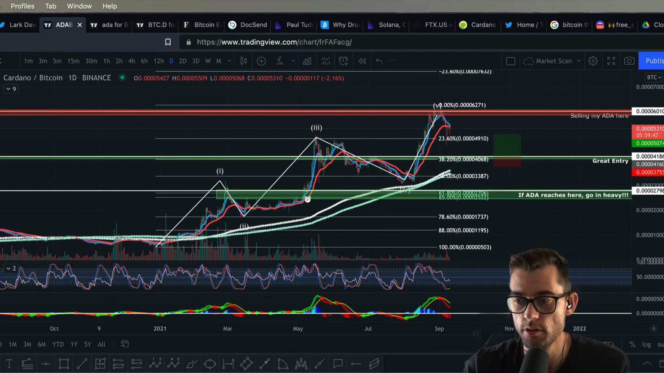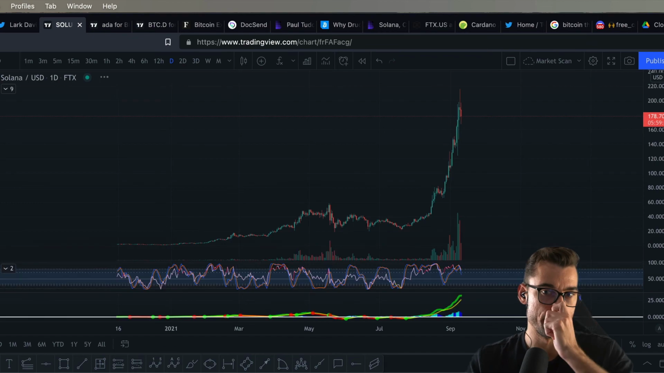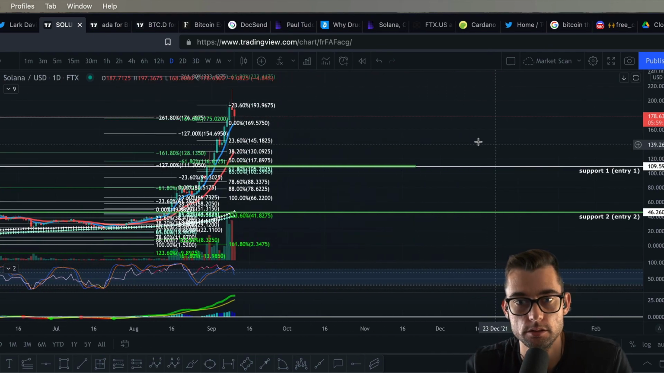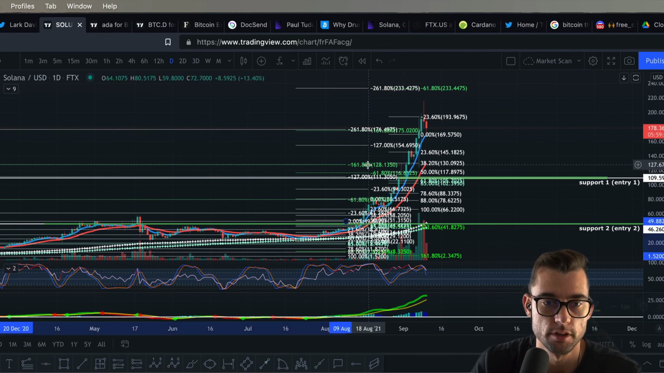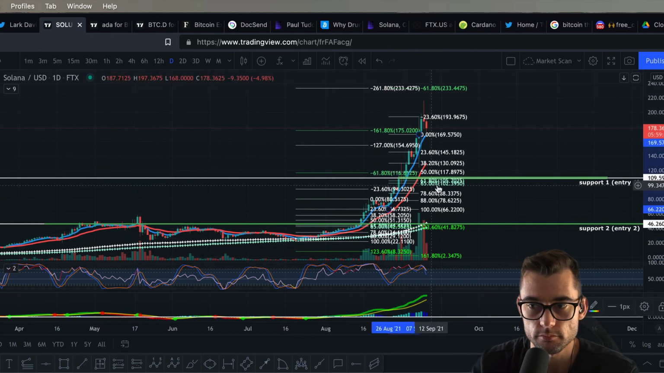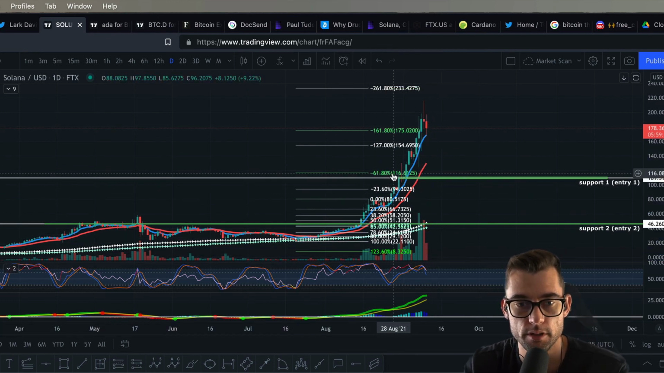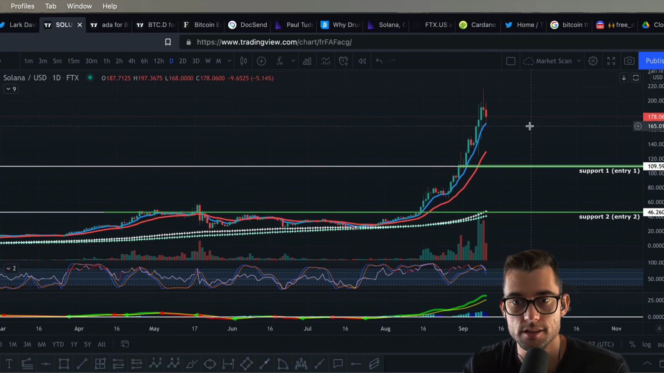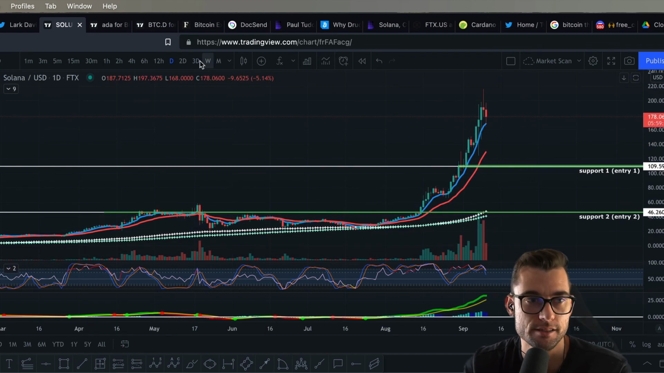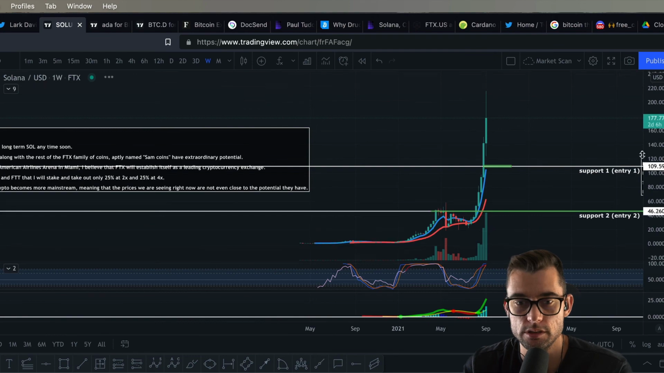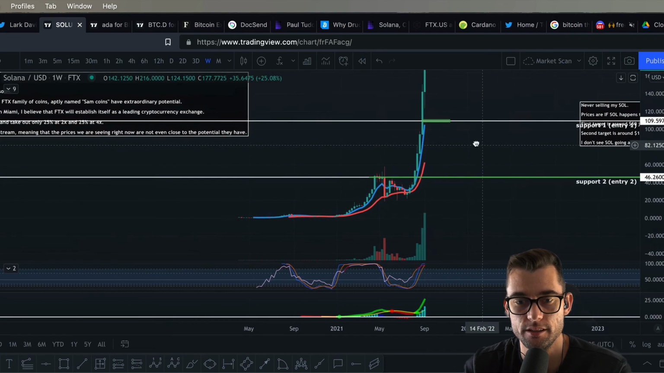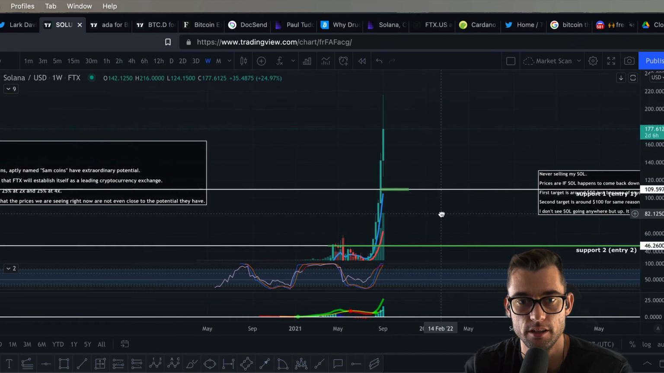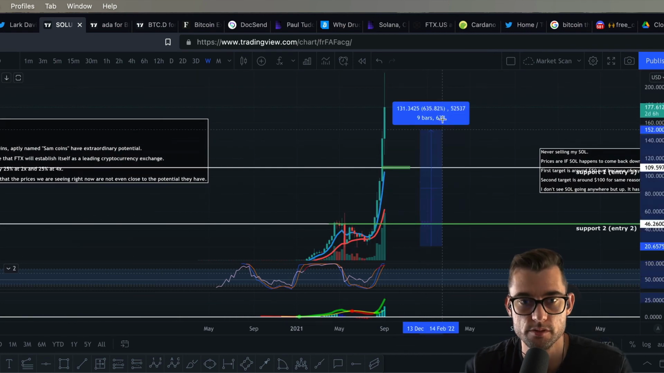And going down from Cardano, obviously we have to talk about Solana. Absolutely crazy, crazy run up with Solana. Honestly, might not even be a bad time to sell here. Look at this. This is actually sort of crazy how big this run up was for Solana.